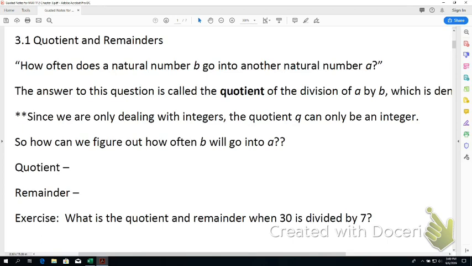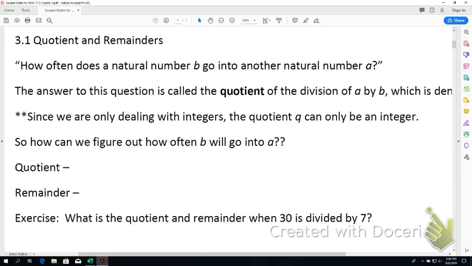How often does a natural number b go into another natural number a? So let's say if I had, at the bottom here, the exercise 30 divided by 7. Most of you probably will get your calculator, divide those, and then give me some decimal number. But before we do that, let's slowly think about this.